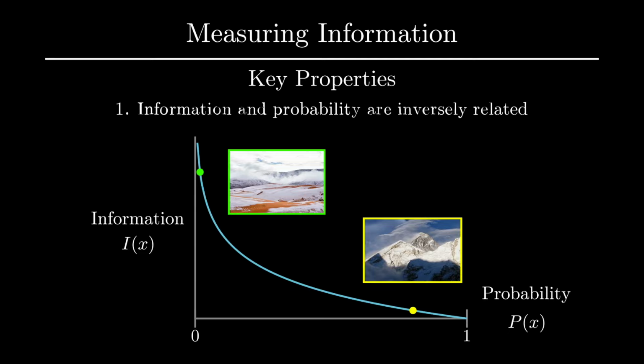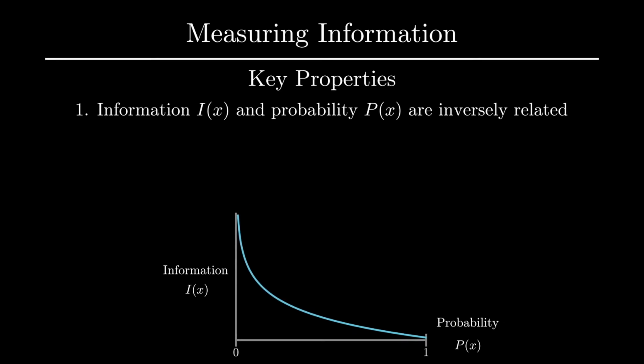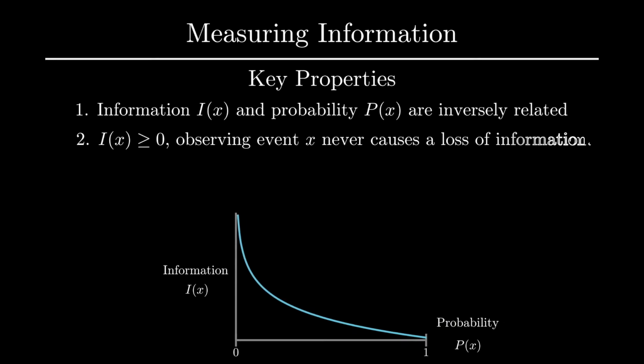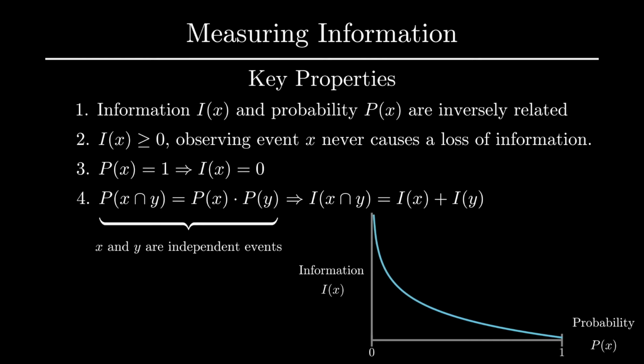Let's denote this information metric as I of x, where x is some event that occurs with probability p of x. Any metric for information should be non-negative. Observing an event should never cause you to lose information or increase uncertainty. The third key property is that an event that occurs with 100% certainty yields no information. And lastly, if 2 independent events are observed separately, the total information from these observations should equal the sum of the information of each of the events individually.